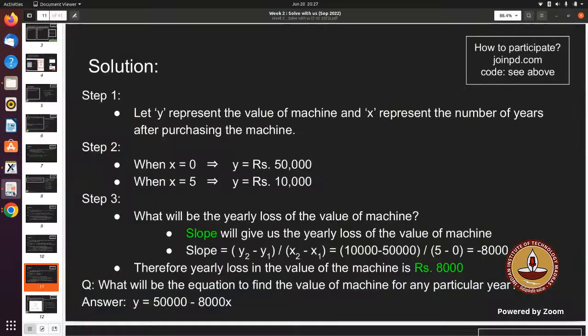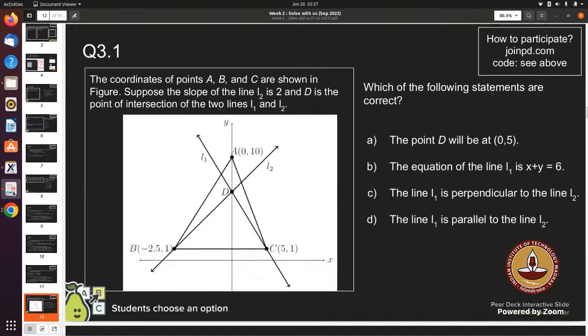Great. So this is the third question, first part of the third question. Three points are given, A, B, C. Their coordinates are given. A is 0, comma 10, so it is on the y axis. B is minus 2.5, comma 1. And C is 5, comma 1.